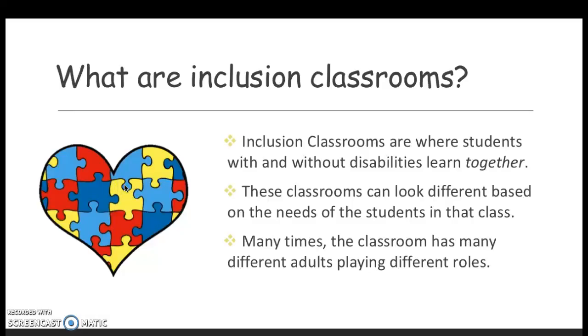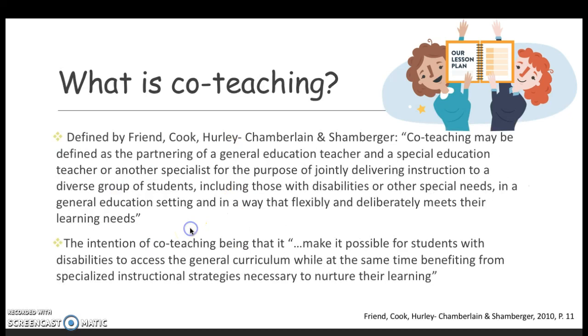So just to start off, we're going to be talking about what is an inclusion classroom. Inclusion classrooms are where students with and without disabilities can learn together. These classrooms can look different based on the needs of the students in the class, and many times the classroom has different adults that are playing different roles. So this is where it looks a little different from school to school or classroom to classroom. You might have two co-teachers and you might have a paraprofessional in the room as well.